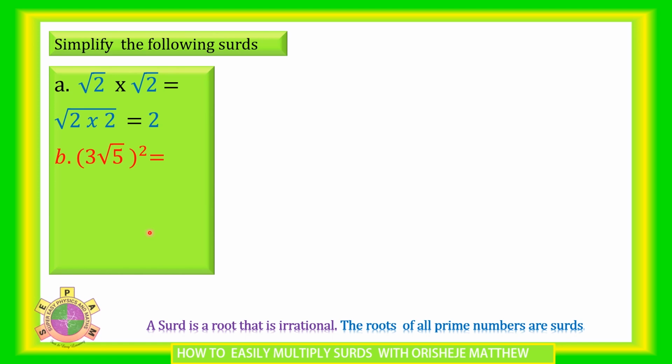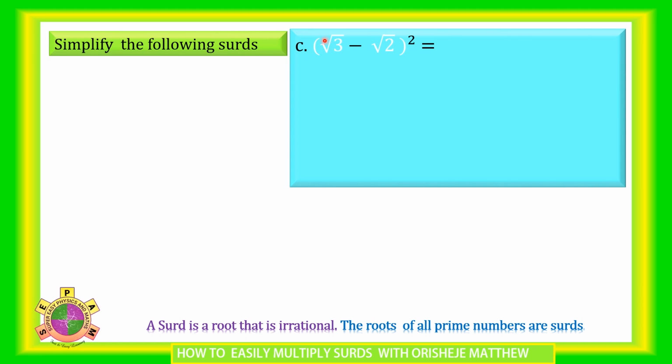Right, let's look at the second one. Find (3 root 5) squared. So let's expand it: 3 root 5 multiplied by 3 root 5. If you have this type of multiplication, multiply the external numbers, and then multiply the square roots together. So 3 times 3 becomes 9. Then root 5 multiplied by root 5 is the square root of 25, which is 5. So the answer is going to be 9 multiplied by 5, which is 45.